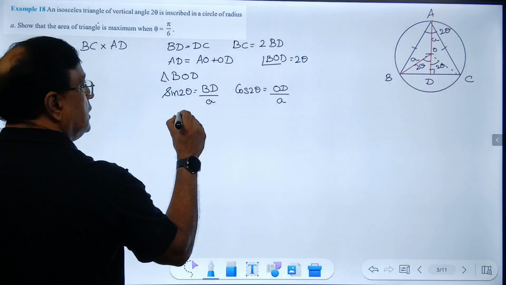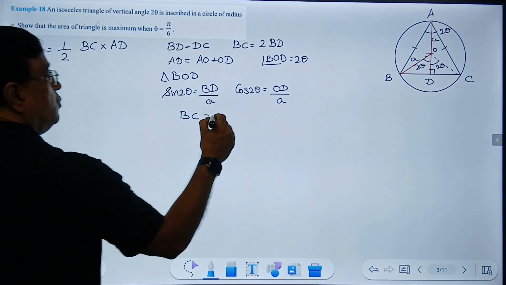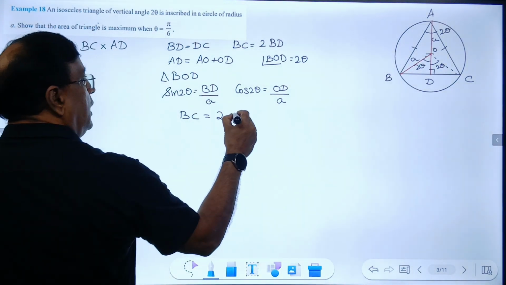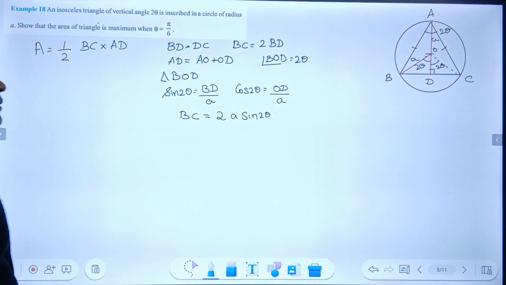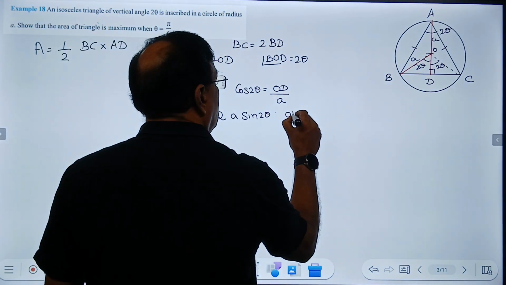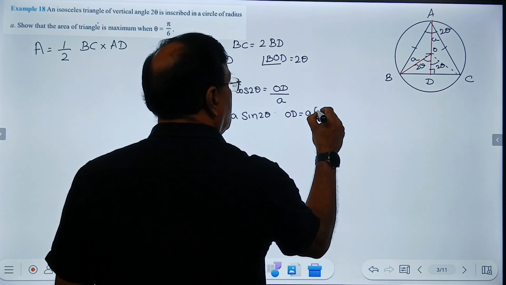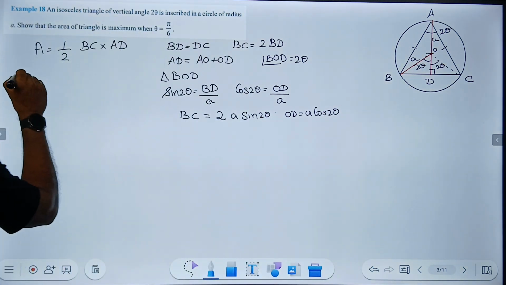What is BC? So BC will be 2 times BD, so 2 times A sine 2 theta. Correct? A sine 2 theta. Now what is OD? OD is nothing but A cos 2 theta. So take all this and put it here.